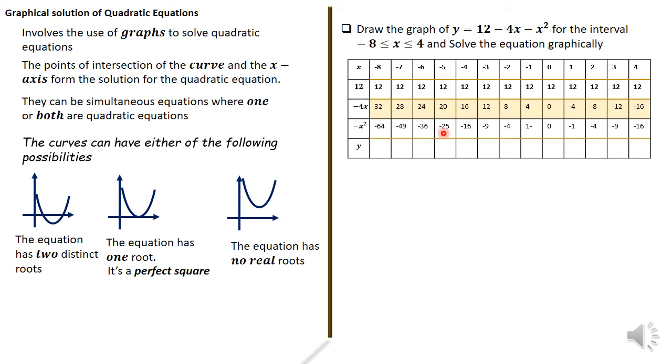You can always try the questions on your own and see if they appear like that. Now, the values of y are, according to this, just an addition of the values we got for 12, -4x, and -x squared. So for the first value of y here, we're just going to have 12 plus 32 minus 64. This other one here would be 12 plus 28 minus 49, and we move all the way up to the last bit here, which will be 12 minus 16 minus 16, and hopefully you can be able to do that.